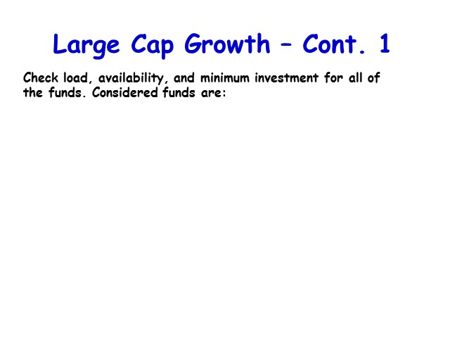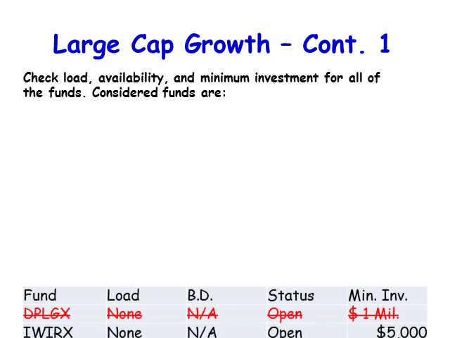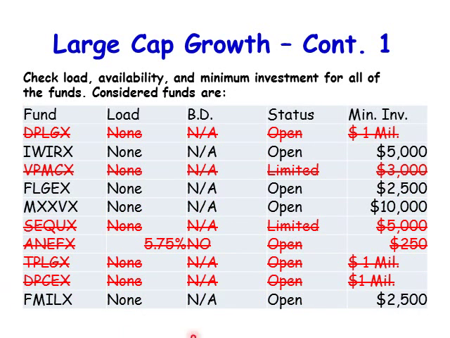For that, what we do is check the load, availability, and minimum investments for all of these funds. So I put together a spreadsheet. The very first one required a $1 million investment, which I don't have, so I cross that out. The second one is open, has no load, and requires a $5,000 investment, so that's still okay. The third one was limited status, so okay, and this one was limited status.